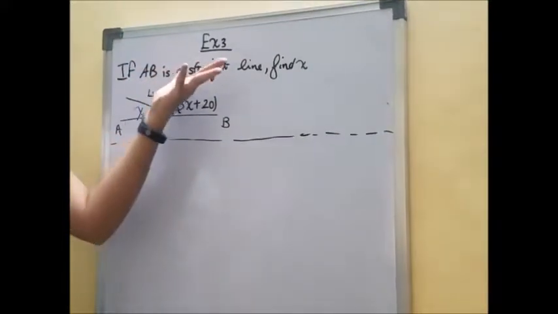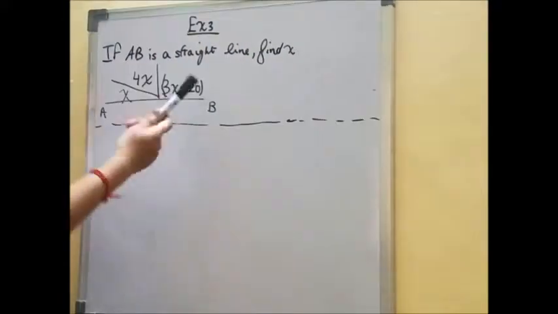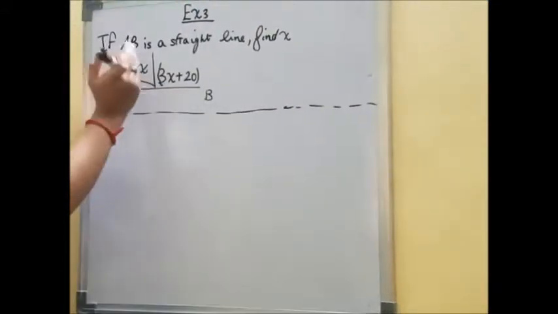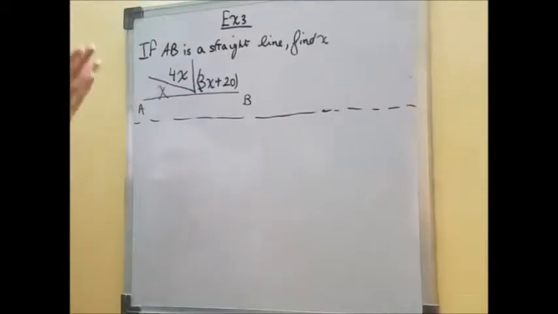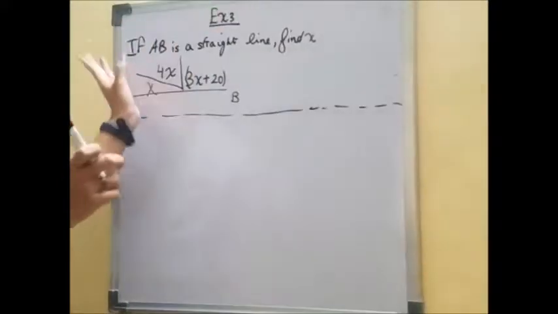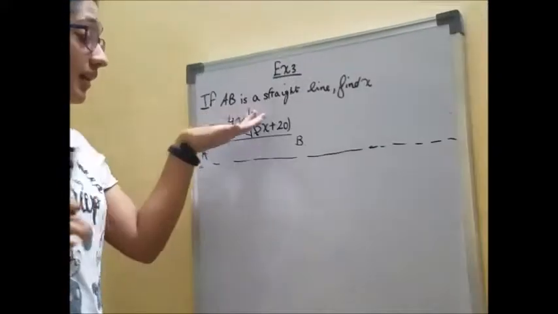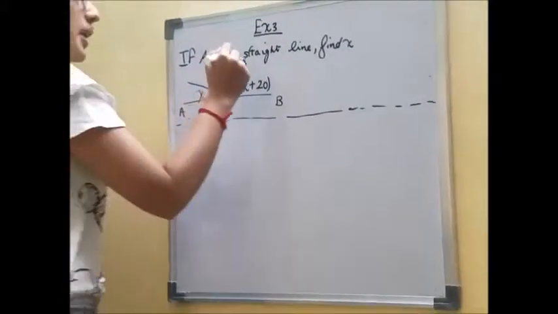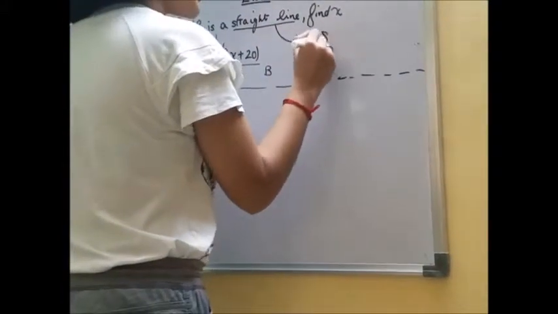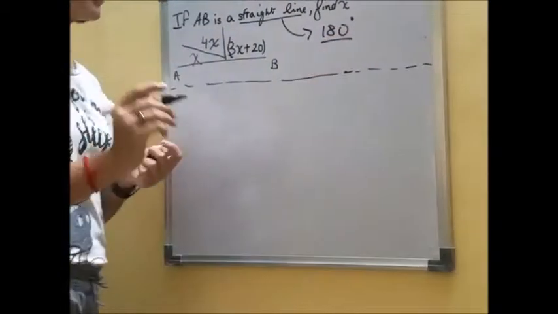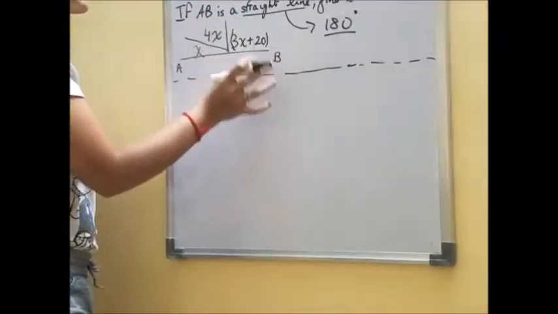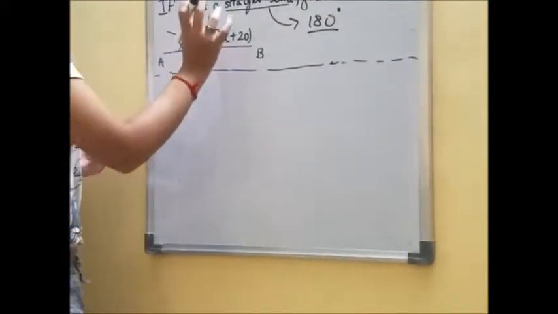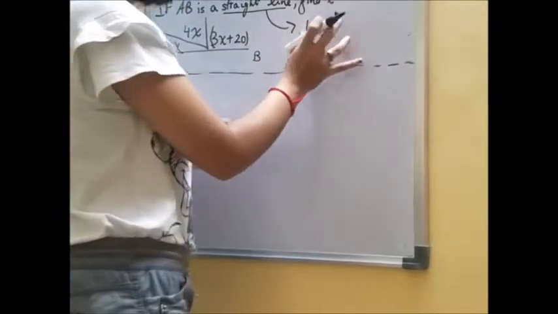If AB is a straight line, find x. So here's the diagram. A and B is a straight line, and over here they have given angles, and that should give you a clue that these numbers are angles. We always know that a straight line equals 180 degrees. So this is what we're going to equal it to. If we add these three, it's going to become 180. So we have to add x plus 4x plus 3x plus 20 to get 180.